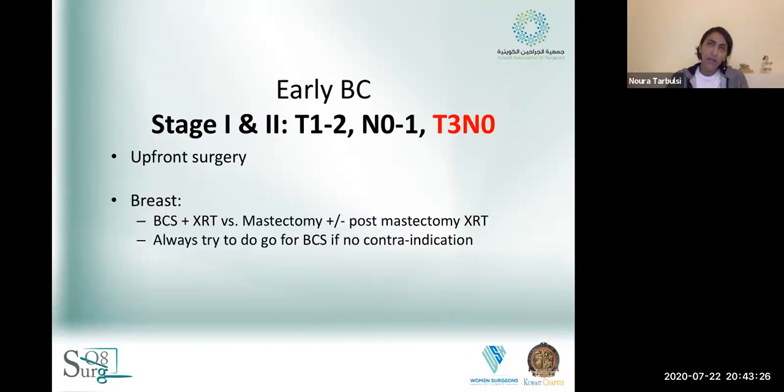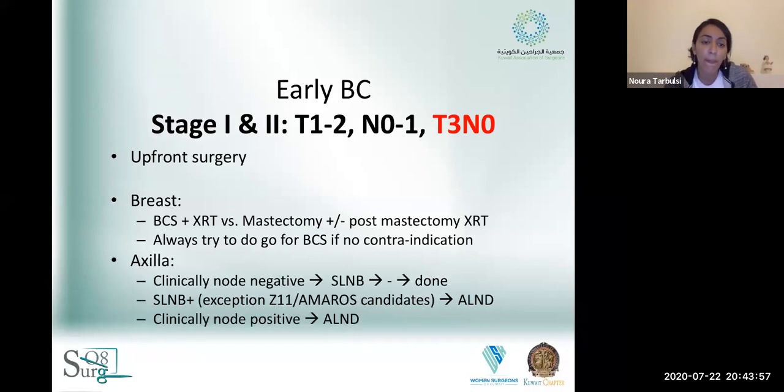So what am I going to do with the breast? We said we're going to think about 2 different organs, the breast and the axilla. So either breast conserving surgery plus radiotherapy versus mastectomy plus or minus post-mastectomy radiotherapy. In early breast cancer, we always try to go for breast conserving surgery unless there is a contraindication, like multicentric disease, pregnancy, prior exposure to radiotherapy, etc.